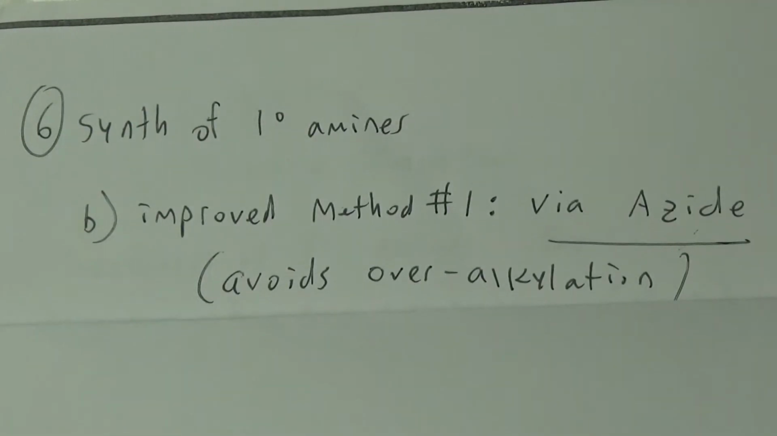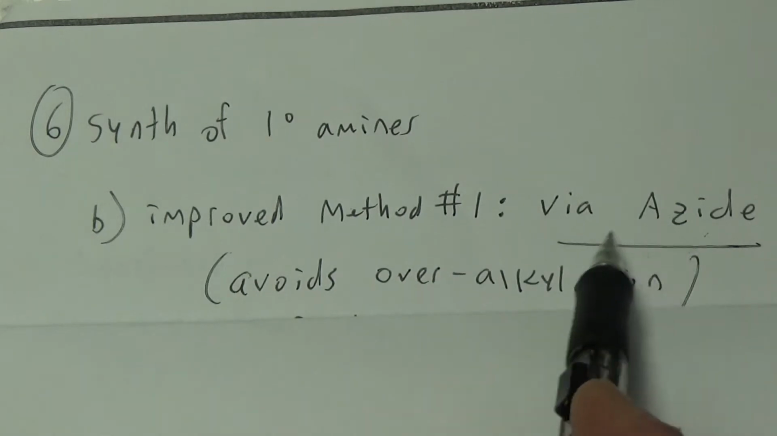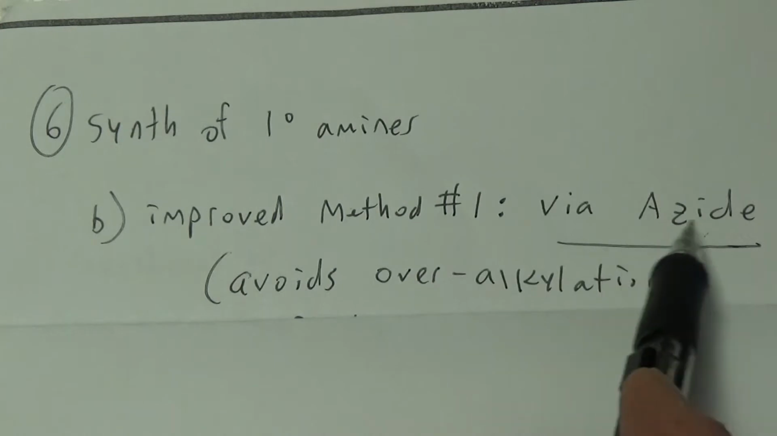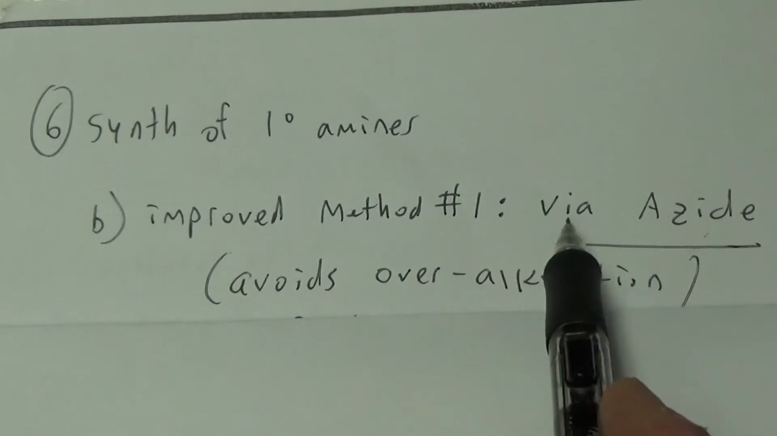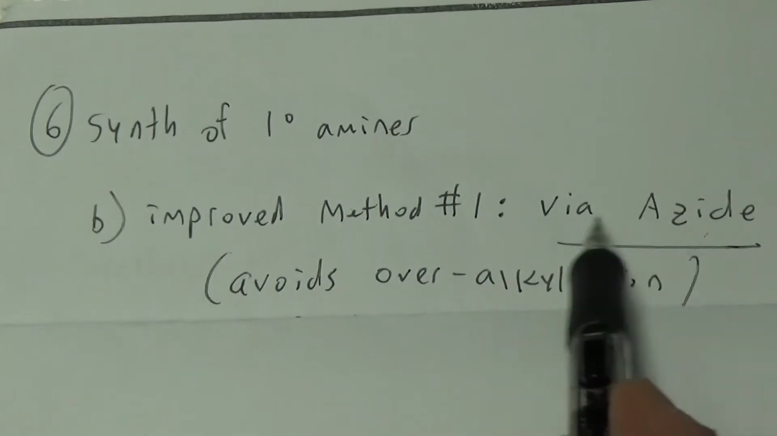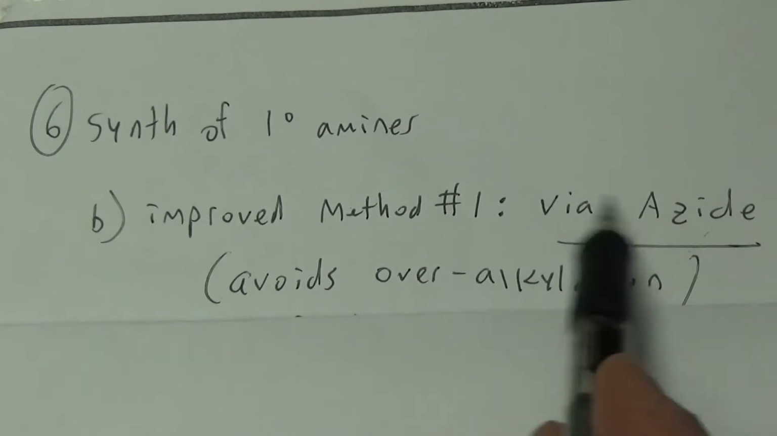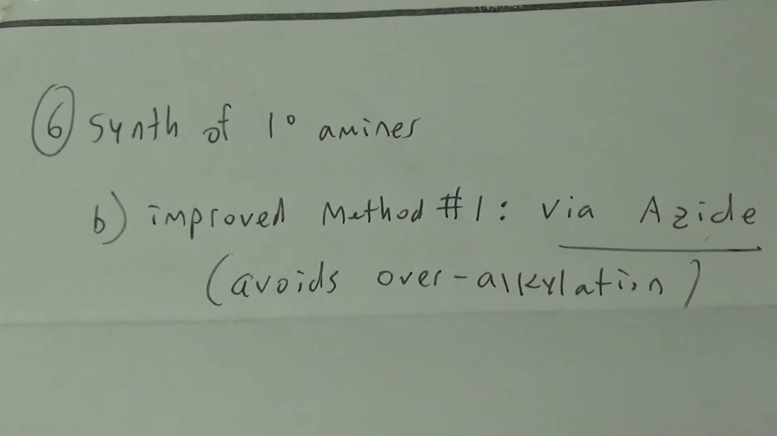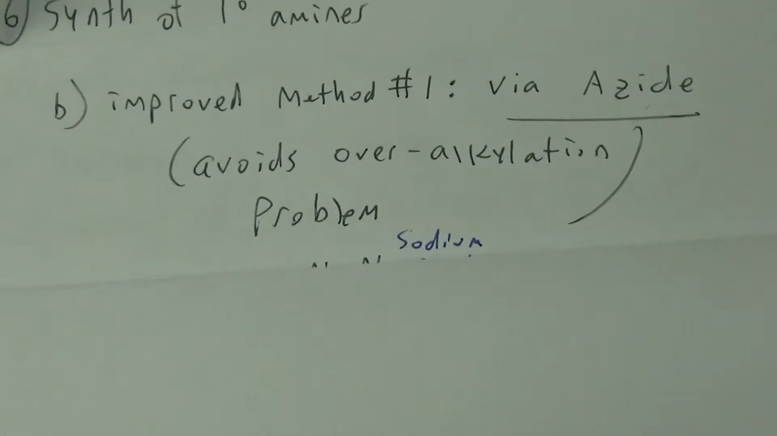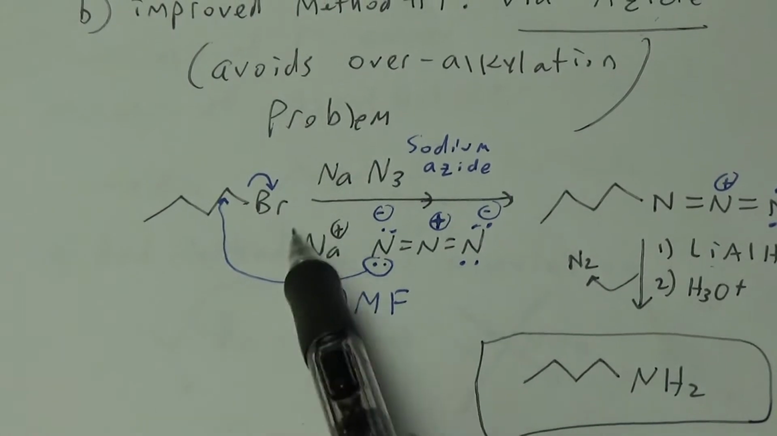And then we got into these improved methods that avoid all this over-alkylation problem. There are 2 methods. The first one is the Azide method, where rather than make the amine directly, you first make an azide, and an azide is a reducible functional group that we can reduce to the amine. So it avoids the whole over-alkylation problem. And then we'll do the second one in a second.